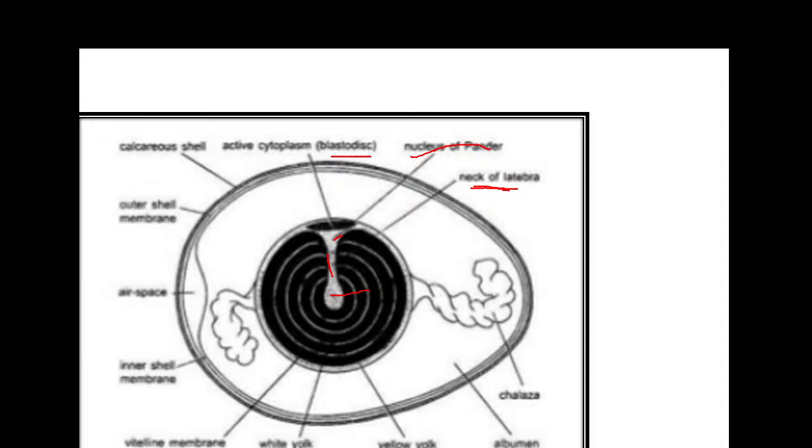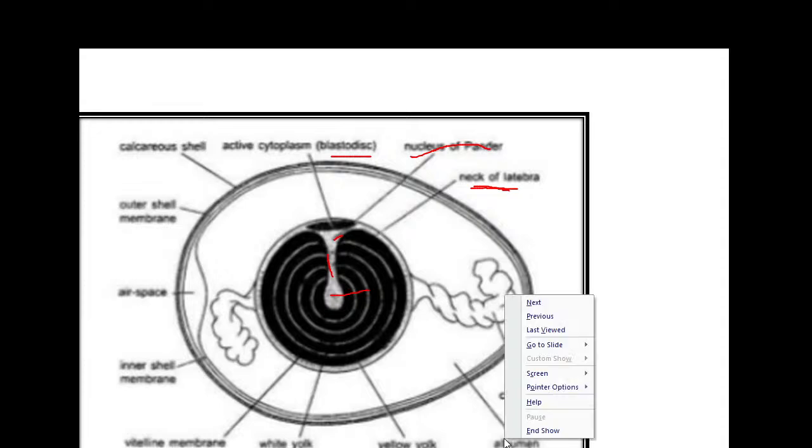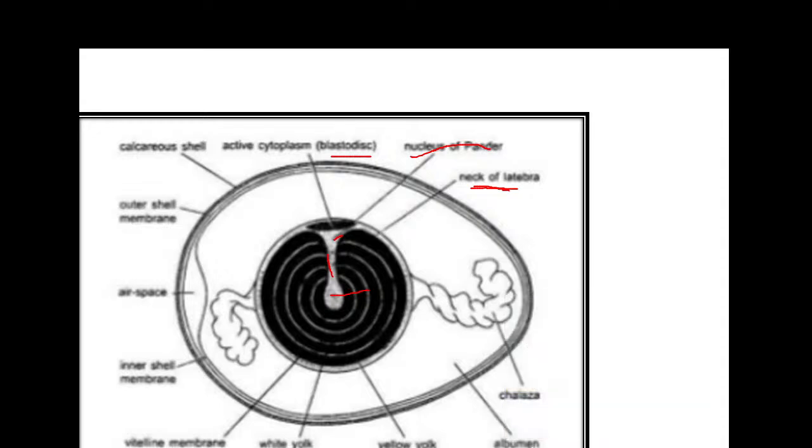That is a twisted chalaza. Then surrounding the chalaza you can see the albumin. This is the chalaza, and surrounding the chalaza, here you can see the albumin. Albumin is found here. So chalaza, then albumin, which the magnum region deposits after fertilization. Albumin deposition takes place after fertilization.